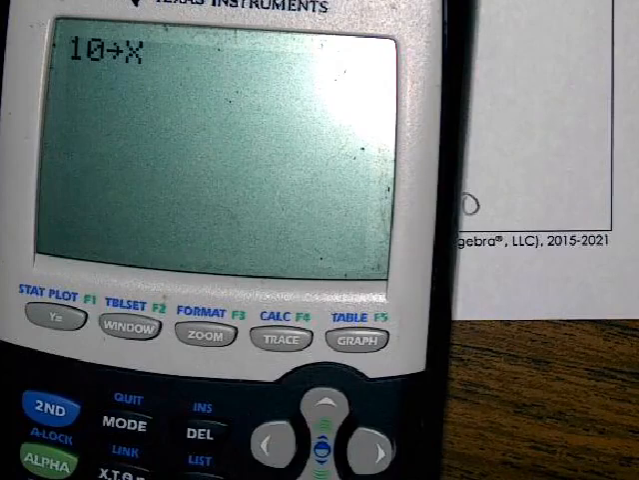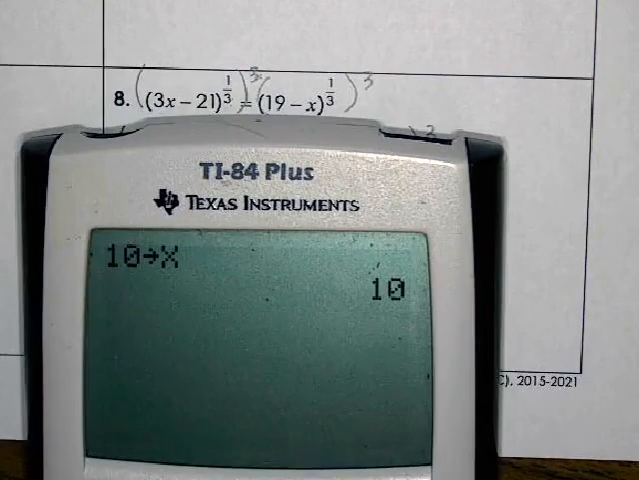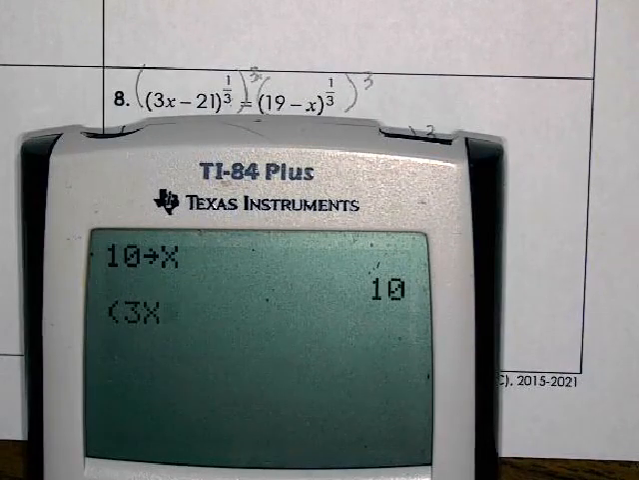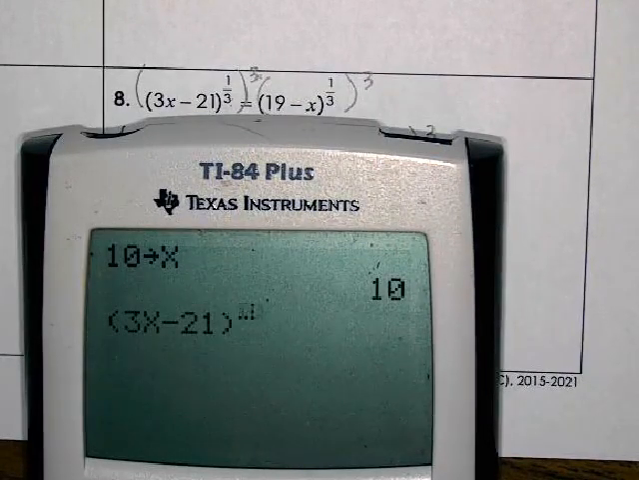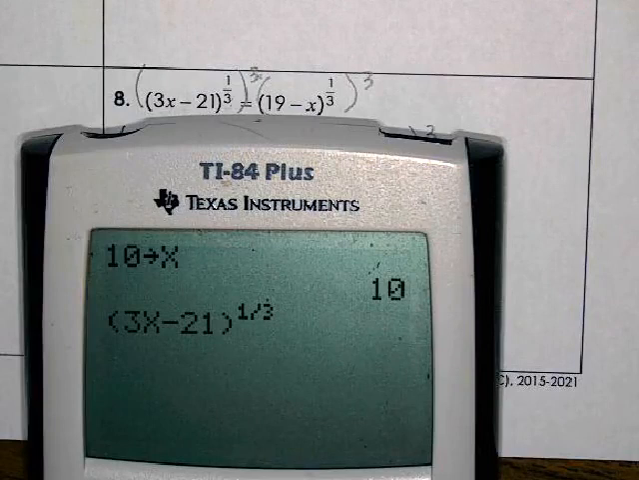Okay, and when I type this in, I always go back to the original problem to check my answers. So I'm going to do 3x minus 21 to the 1 divided by 3. So you can type it in as the fraction 1/3, but you can also do 1 divided by 3 because it's the same thing. So there's my decimal for the left side.